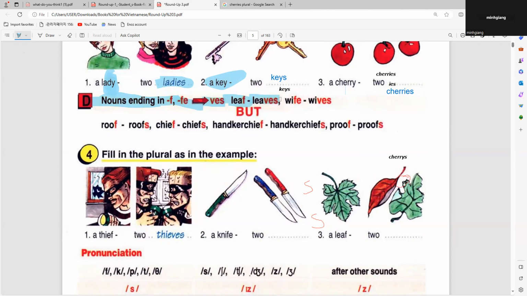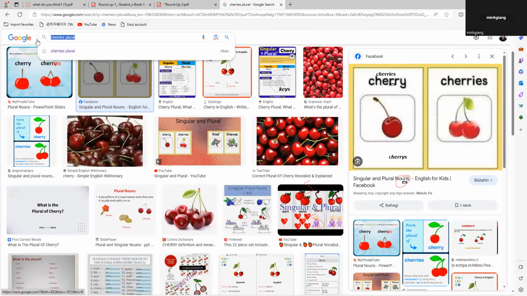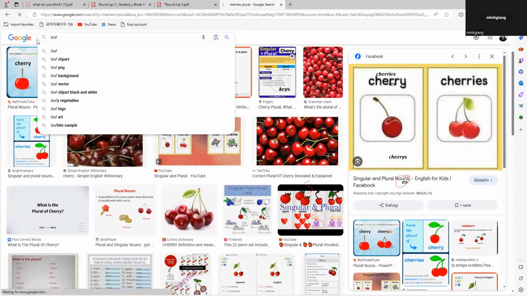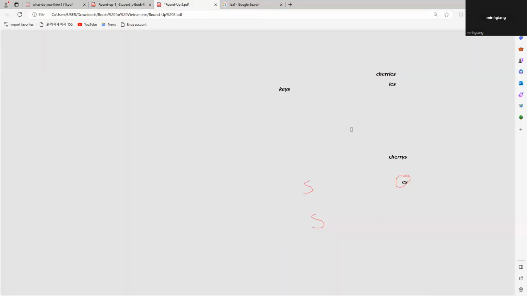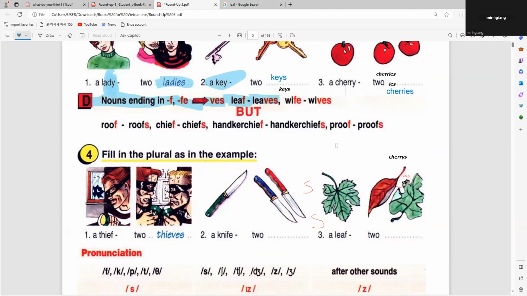How to read? Leaves. Do you know leaves? Lives. Okay, if only one, live. If many, lives. How to read? Lives. Okay, that's how. Let's try wife. Wife. Wives. Okay, so wife, what's your answer?